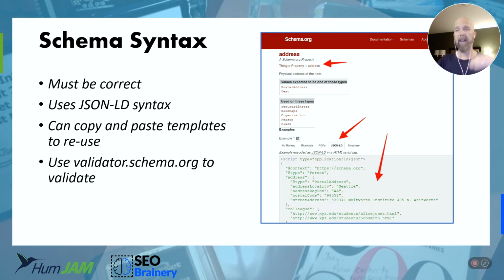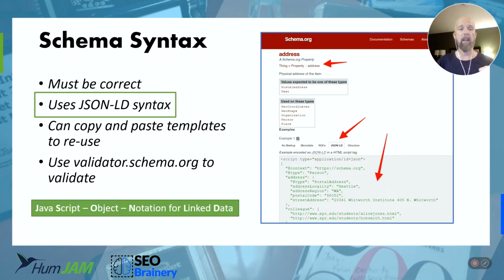So that's because it's a hierarchy. Everything from dentist goes all the way up to thing, because dentist is a thing, et cetera, if that makes sense. So the schema syntax for this must be correct, but you don't have to worry about it because we're going to copy and paste it, unless you're a coder or a programmer and you want to get into it, but it must be correct. And this is using JSON-LD, which most people just say JSON, and that's JavaScript Object Notation for Linked Data, because what we're doing is linking and connecting data. So it must be correct.